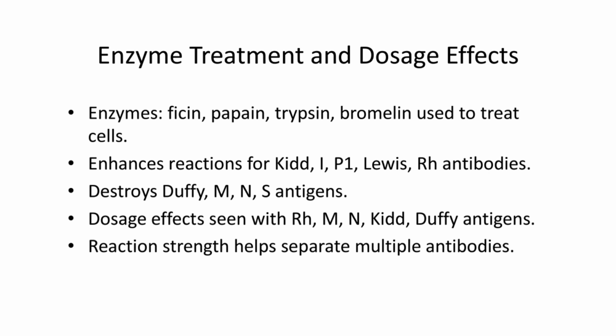Dosage effects, where antibodies react more strongly with cells that are homozygous for an antigen, are commonly seen with RH, MN, Kidd's JKA and JKB, and Duffy's FYA and FYB antigens. The strength of reaction can help separate multiple antibodies. For example, a panel showing reactions of 1+ and 3+ may indicate the presence of 2 different antibodies.